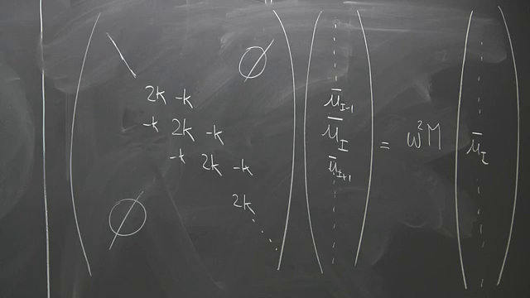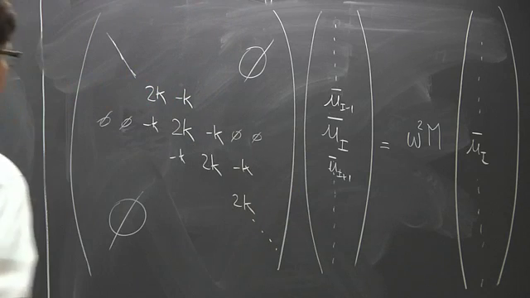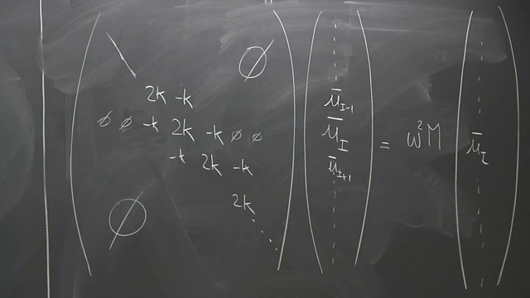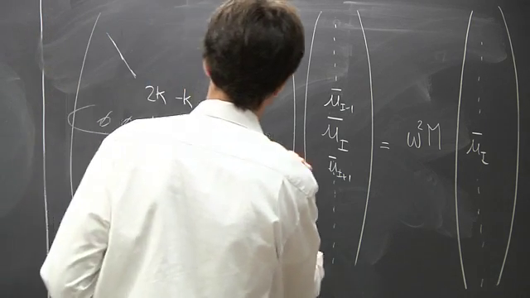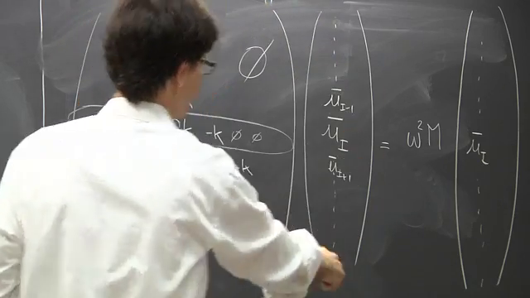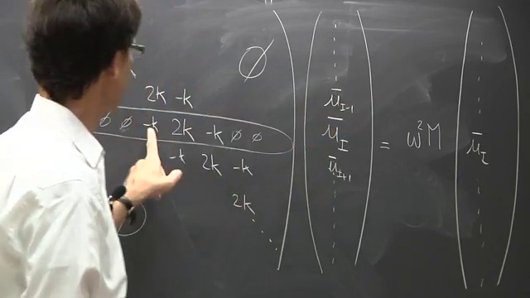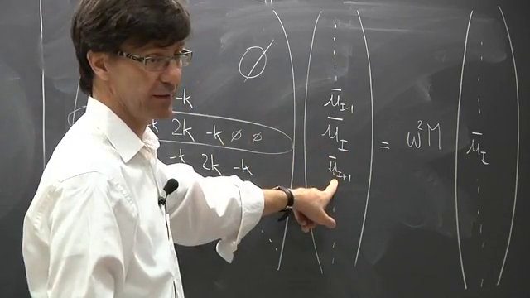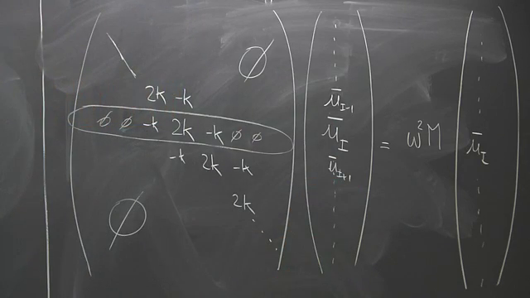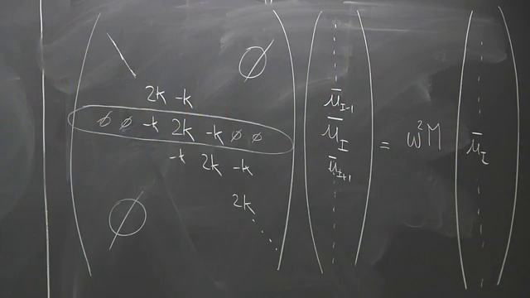So I've now written a big matrix equation. And I hope you recognize that if I multiply this row, row i, with this column, I get minus k u_{i-1}, 2k u_i, minus k u_{i+1}, 0 elsewhere. And row i is equal to omega squared m u_i bar. That's exactly this equation here.